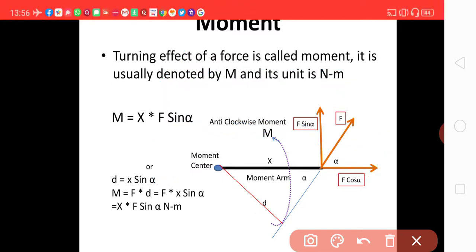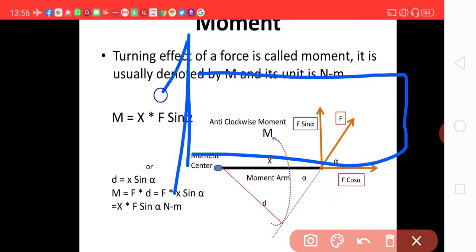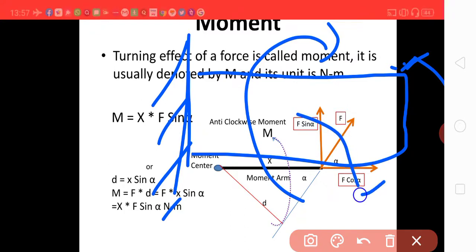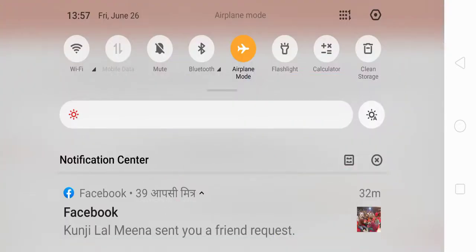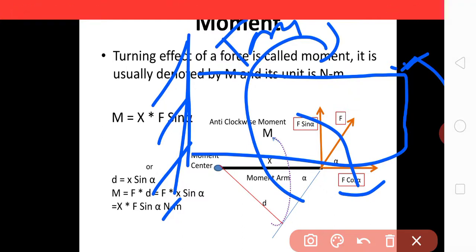Now again, hold this flat like this and try to push it from one corner like this. Then it will give a rotary effect as well as a bending effect. This rotary effect is called torque, and this bending effect is called bending moment. Rotary effect is torque or turning moment, and this bending effect is called bending moment.